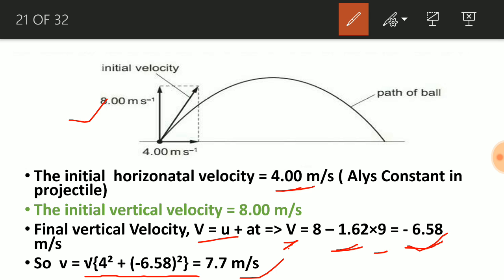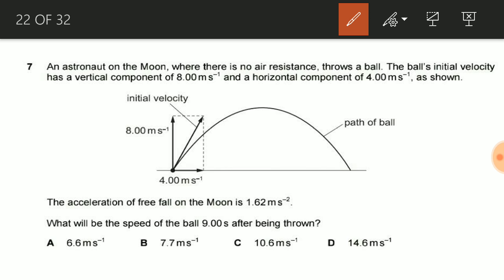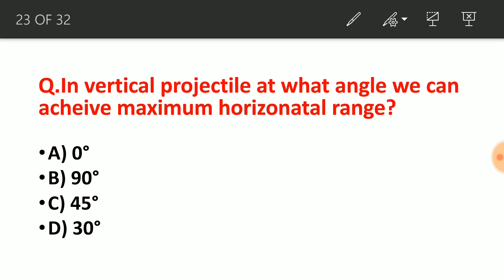If it is not that clear for you, hit the pause button and see this. This is not that difficult. 7.7 is in option choice B, so this is the correct answer. Now let us see this.